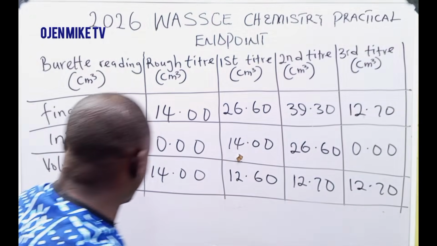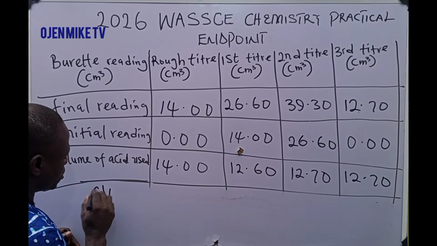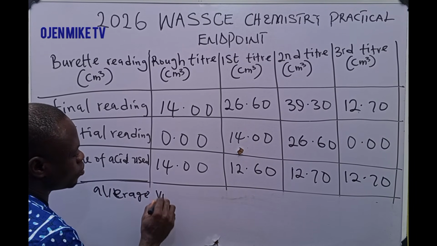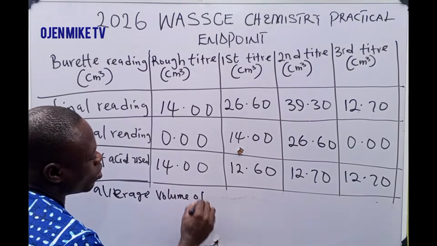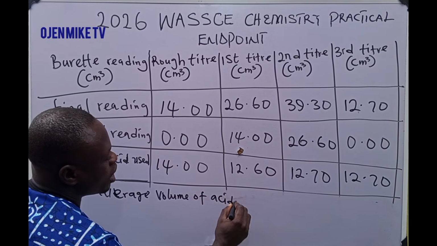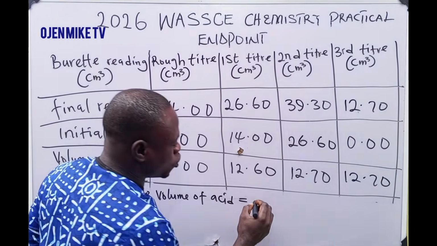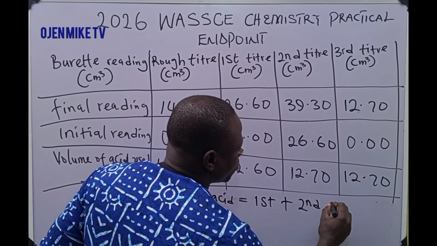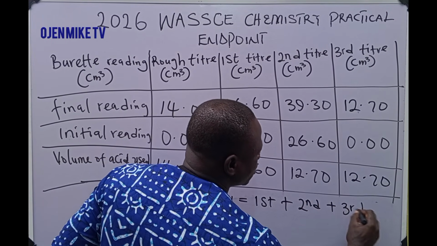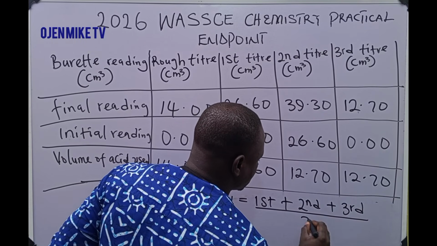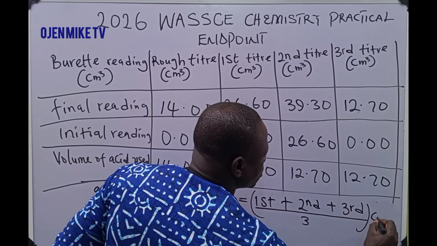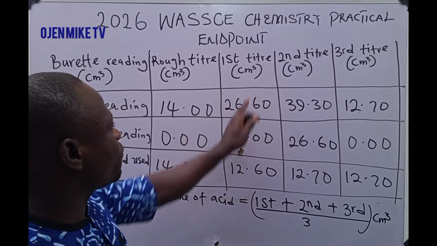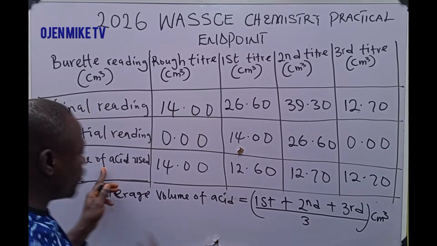At the end, we will be asked the average volume of acid. It will be equal to your first titer plus your second titer plus your third titer, divided by 3, and at the end you have the answer in cm cubed. This is how it should look. Now, what is your average volume?